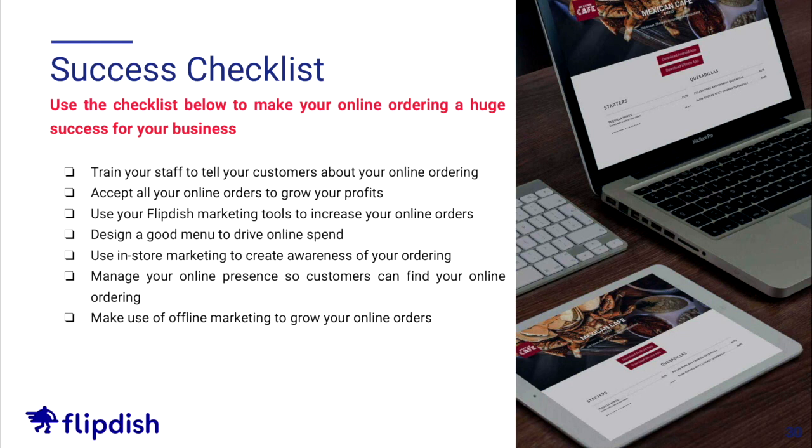Point 7. Make use of offline marketing. So this could be the flyers and stickers we spoke about, or outside signage or signage on your delivery vehicles, doing flyer and menu drops, or local advertising in newspapers or on radio.